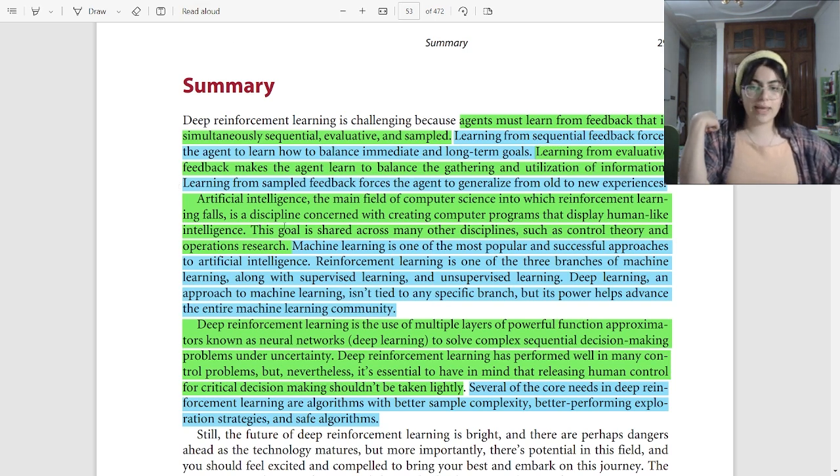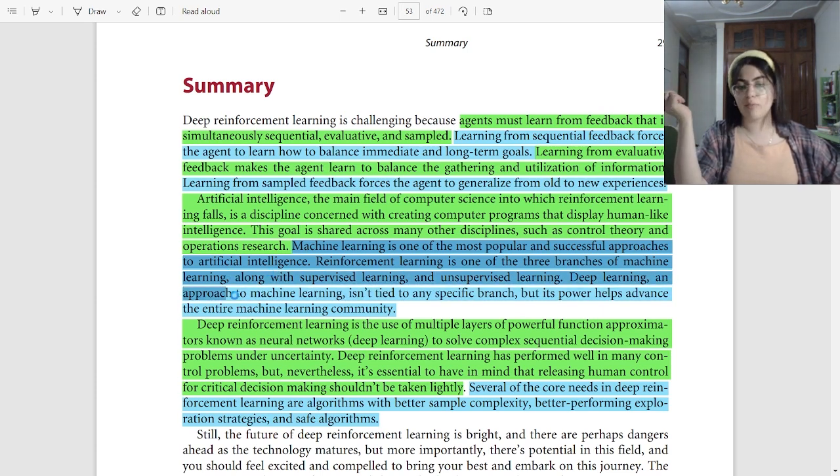Artificial intelligence, the main field of computer science into which reinforcement learning falls, is a discipline concerned with creating computer programs that display human-like intelligence. This goal is shared across many other disciplines, such as control theory and operational research. Machine learning is one of the most popular and successful approaches to artificial intelligence. Reinforcement learning is one of the 3 branches of machine learning, along with supervised learning and unsupervised learning. Deep learning is an approach to machine learning. It isn't tied to any specific branch, but its power helps to advance the entire machine learning community.